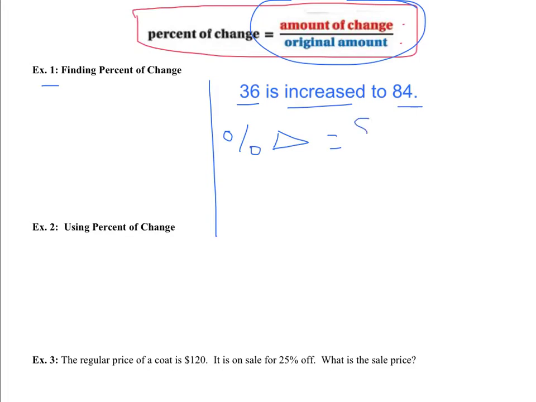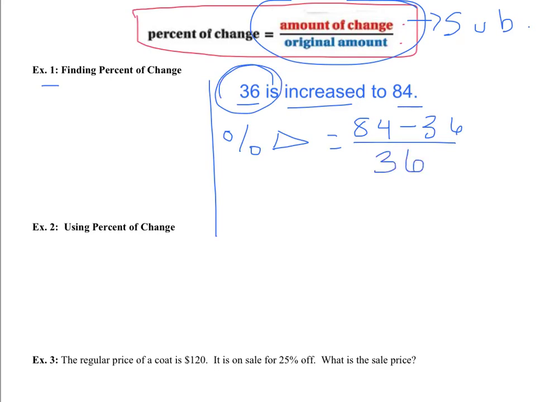So this time I'm going to write down 84 minus 36, because I want to find the amount of change, so I subtract again, but I'd like that to be a positive number, so that's why I put the 84 first. The original started out being $36, so that's what I'm going to put as my original. So we're going to do the simple subtraction problem, 84 minus 36. We get 48, and our original is 36.